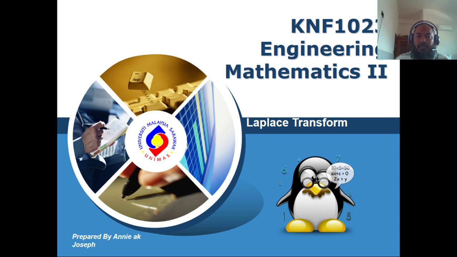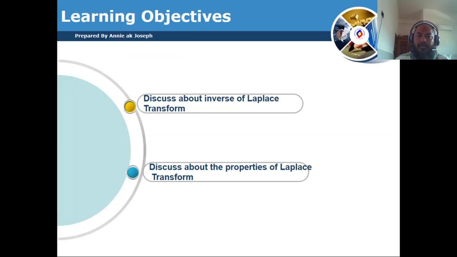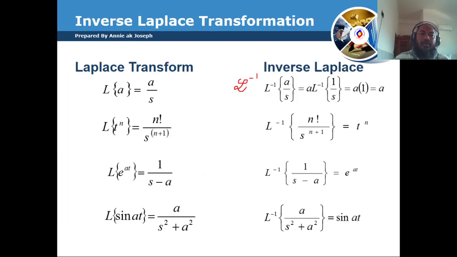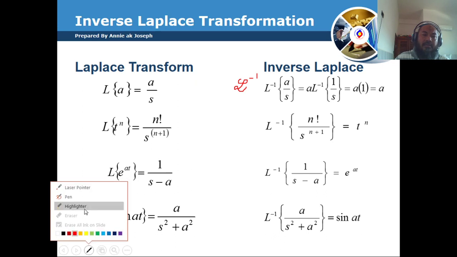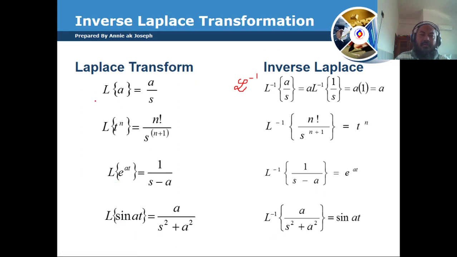Okay, so let us continue with our next topic of the Laplace transform. We will discuss the inverse of the Laplace transform, and then we will discuss the properties of the Laplace transform. Here is the inverse of the Laplace transform. You can see here, the Laplace transform is what we became familiar with last time. We have a function, and the Laplace of this function will be equal to all of this value.